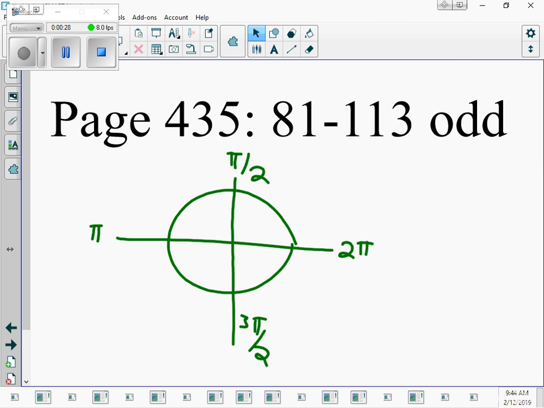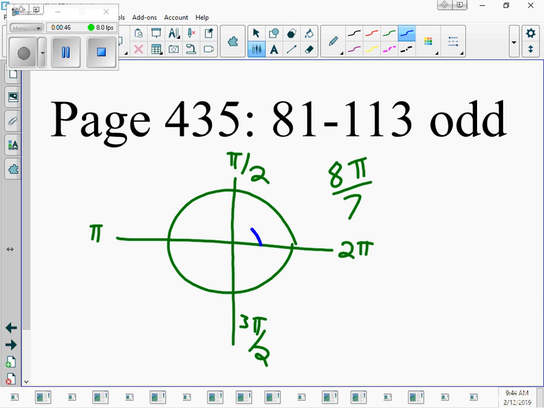Okay. Where would 8 pi over 7 land? Not 4, 3. Why 3? It's a little bit bigger than 1 pi. So if I were to do that rotation, 1, 2, 3, 4, 5, 6, 7 sevenths, that would be 8 pi over 7, just a little bit bigger than 7 pi over 7.